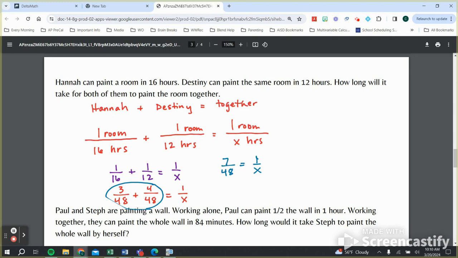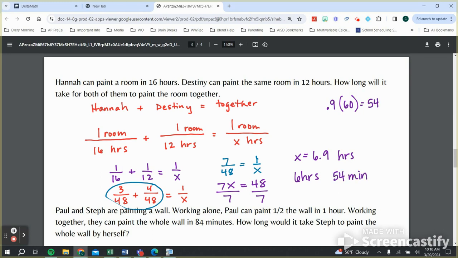Because now we have a fraction equal to a fraction, we can cross multiply. We get 7x equals 48. Divide both sides by 7. We get x equals 6.9 hours. So this is 6 hours, and we need to multiply 0.9 times 60, and we get 54. So 54 minutes. Together, Hannah and Destiny can paint that same room in 6 hours and 54 minutes.